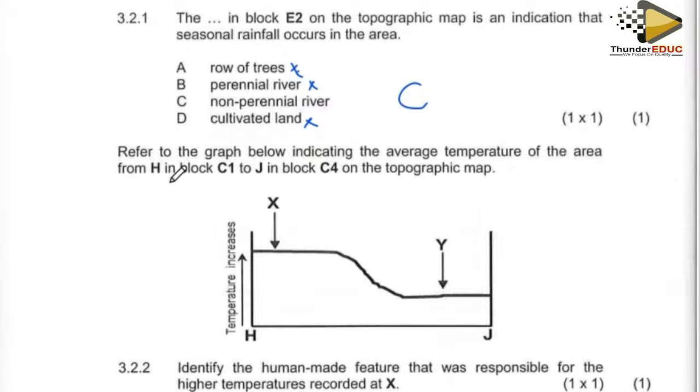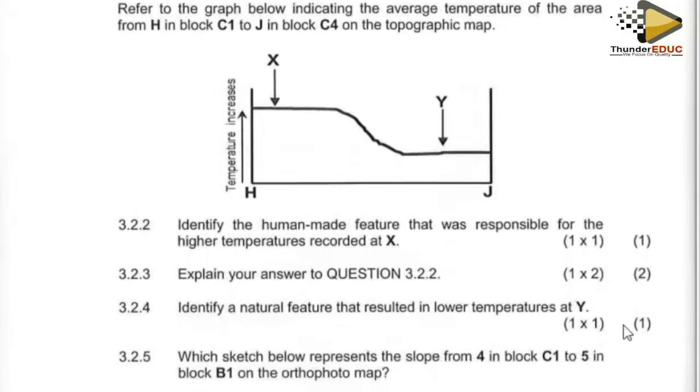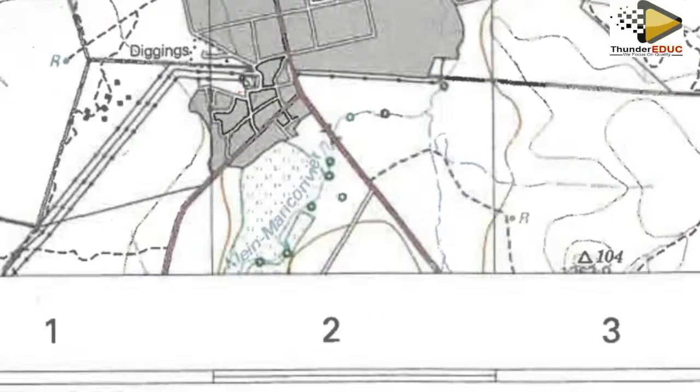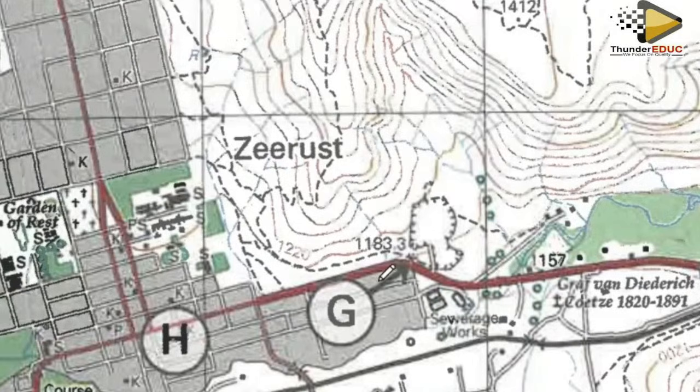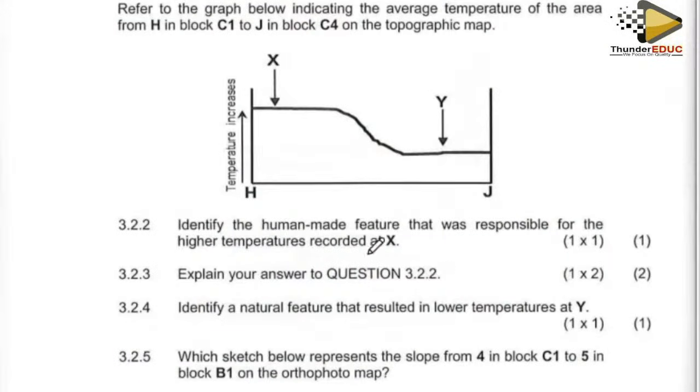So here they say refer to the graph. Here is the graph below that is indicating the average temperatures from H to what? To J. H to J. So H is here and J is here. And here they're showing the temperatures here are higher, temperatures here at J are lower. Let's see on the map. What do they say so? So H is here, which is an urban area, and J is here, which is basically having rivers and so on. Okay, so let's see the question.